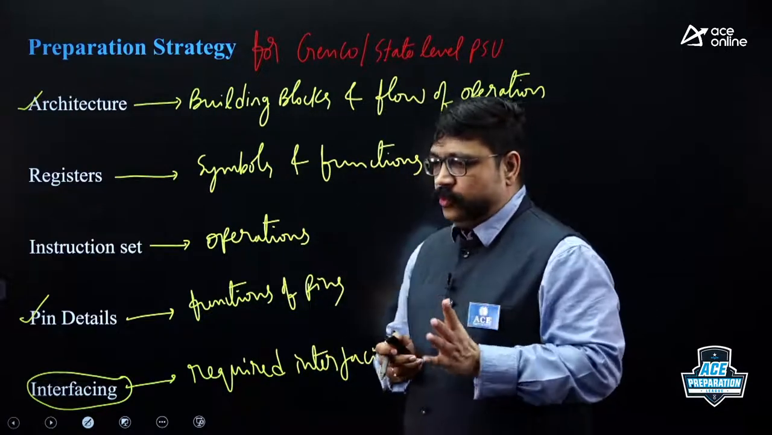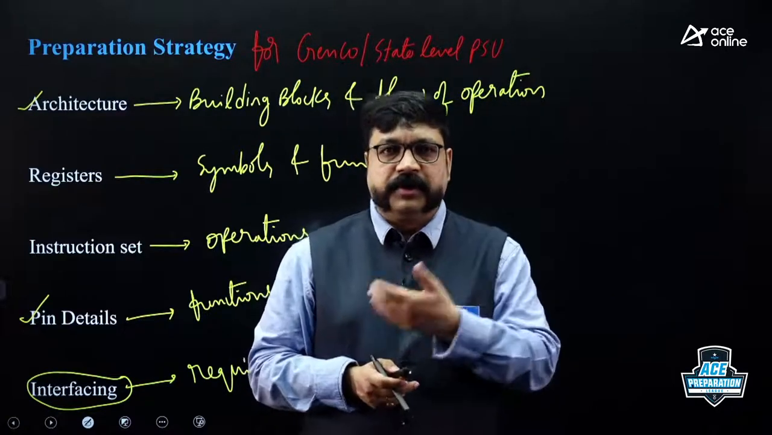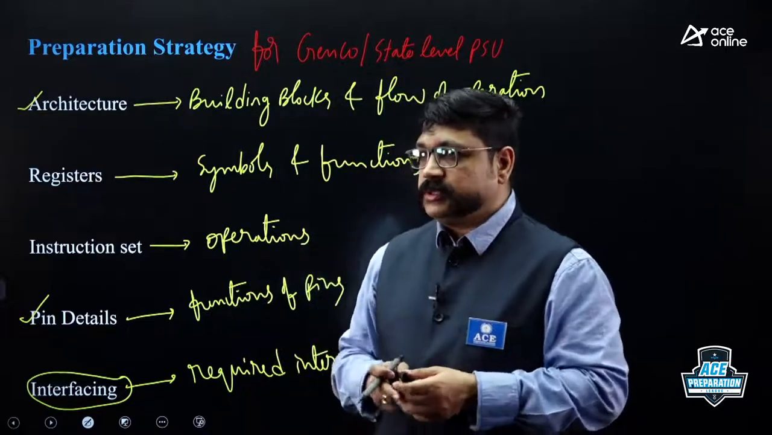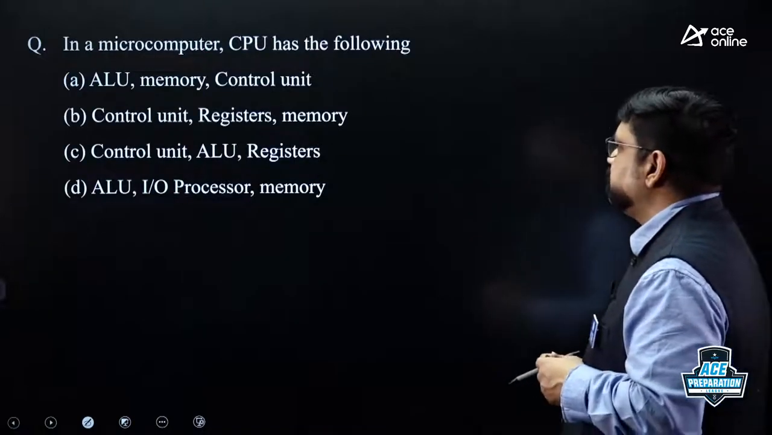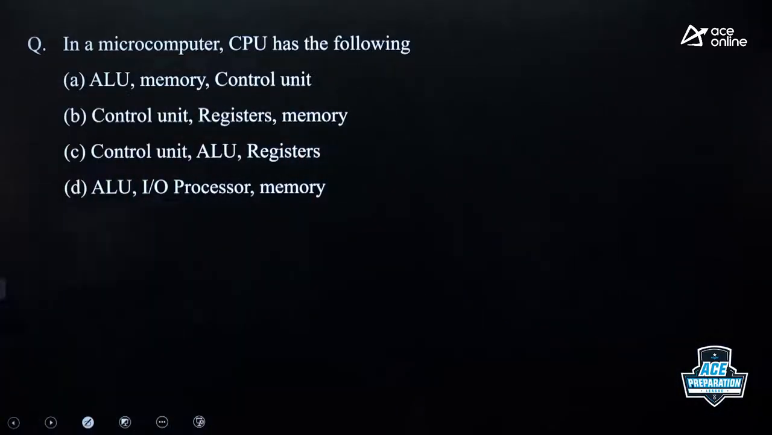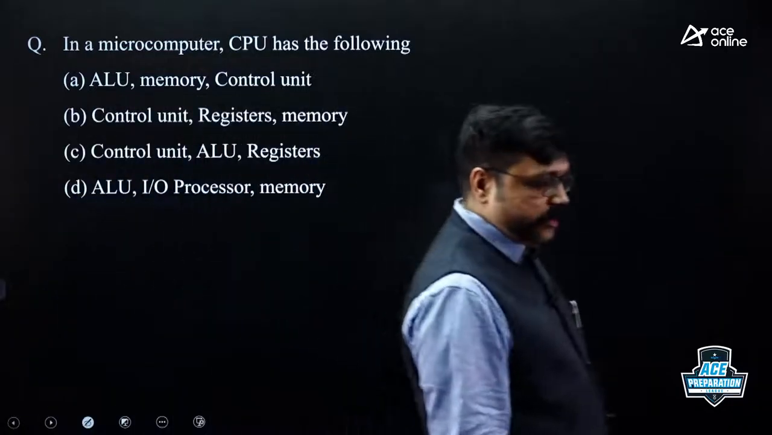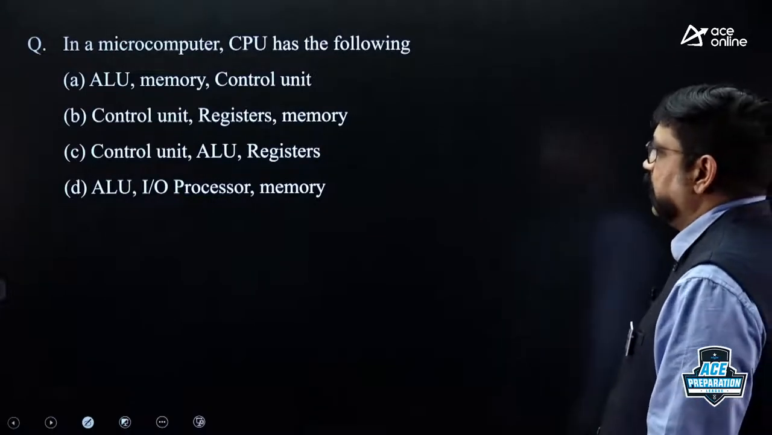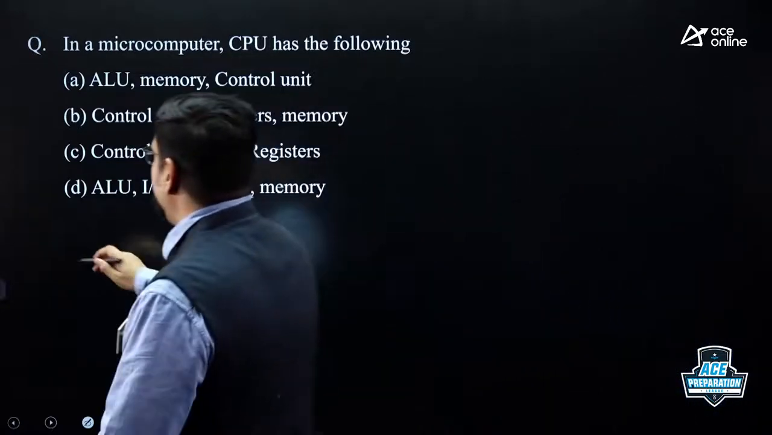In today's session, he prepared a few questions based on the concepts. I will try to explain some concepts of the 8085 microprocessor through these questions. Let's start. First question. In a microcomputer, CPU has the following. Please read. Option A, ALU memory control units; control unit registers memory; control unit ALU registers; ALU IO processor memory.